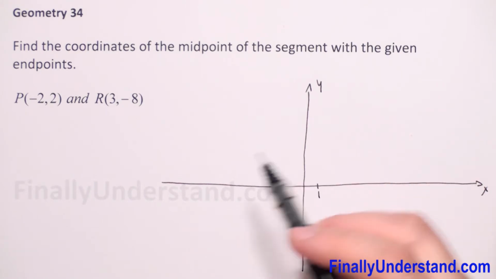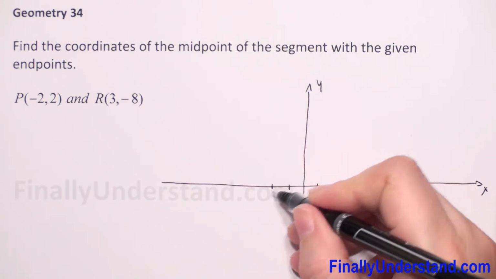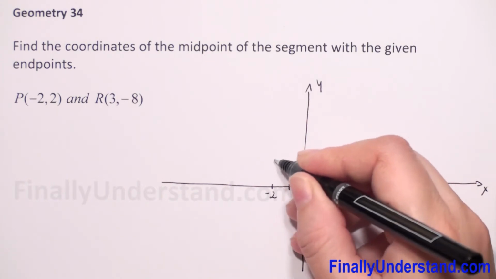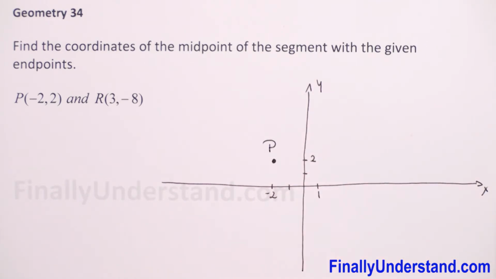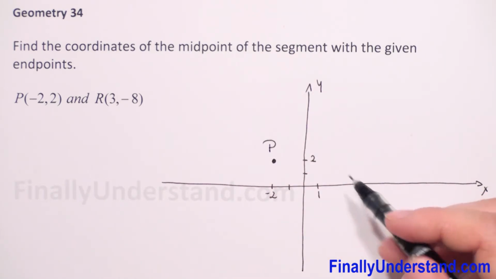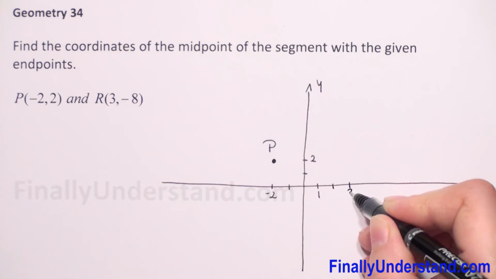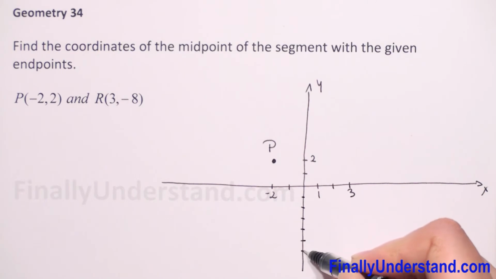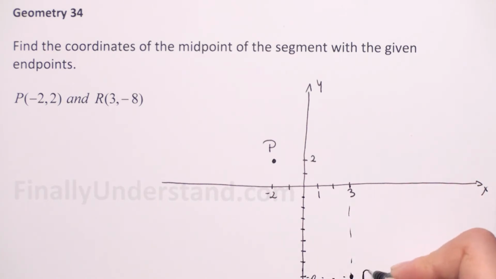This is 1. The first point is (-2, 2), so -1, -2, and y is 2. This is our P. Next we have to find R, which is (3, -8). So 2, 3, and -8: 1, 2, 3, 4, 5, 6, 7, 8, approximately here. So this is our point R.